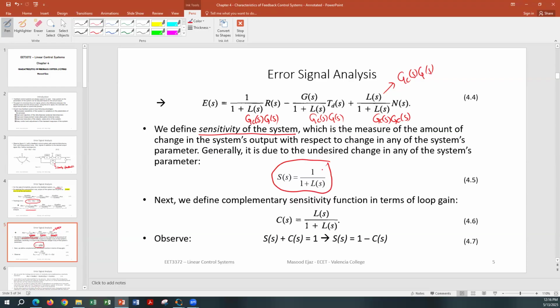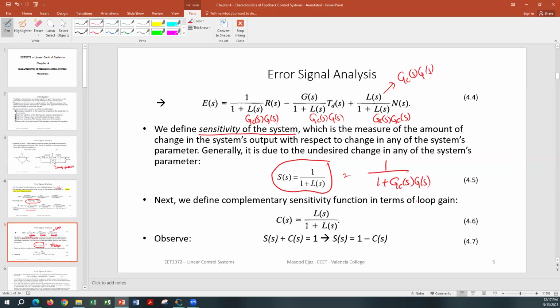And you will see that this equation is going to turn out to be the sensitivity equation when we discuss that later on. But right now, we are defining sensitivity of the system as 1 over 1 plus the loop gain, 1 over 1 plus Gc(s)G(s). Again, we're going to come back to this to show you why the sensitivity is defined by this expression.